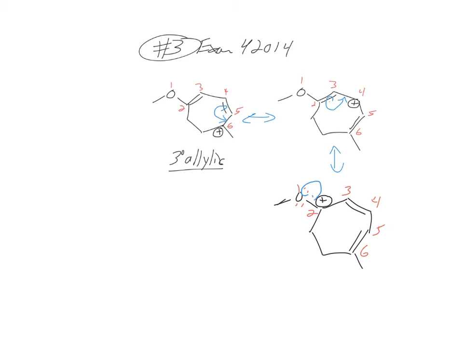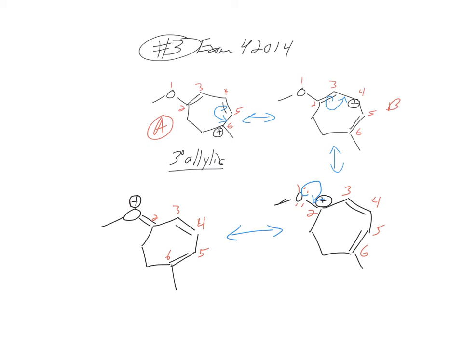So it can move its electrons down here. So now there's a pi bond where? Oxygen and carbon. One, 2, 3, 4, 5, 6. And where should there be a plus charge? On the oxygen, right? So now let's label these all A, B, C, and D.